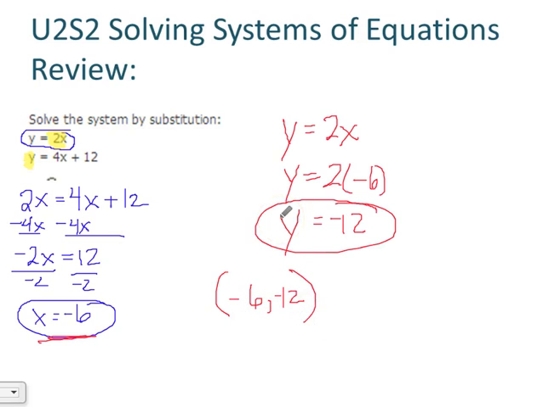And you can go through and plug those values in and check your work to make sure you did it right. But we are done. We solved by substitution. So that is one method to solve systems of equations, is substitution. Let's look at another method.